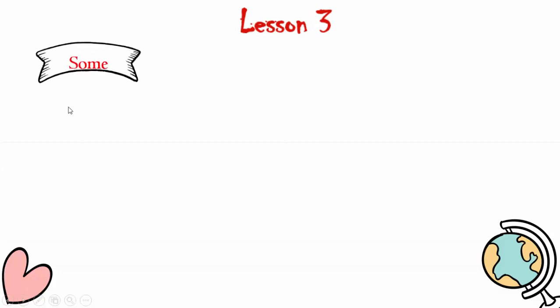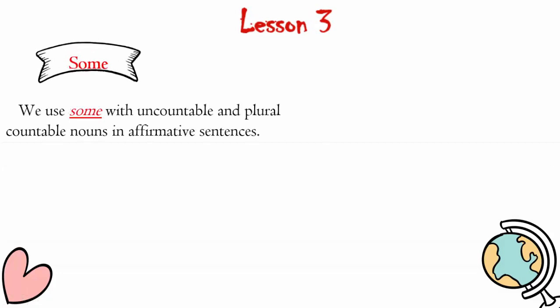Okay, we have the difference between some and any. How to use some in a sentence. First, we use some with uncountable and plural countable nouns in affirmative sentences. As we said, uncountable means something you can't count, and plural countable nouns means nouns or something you can count. Here we have singular and plural of it.